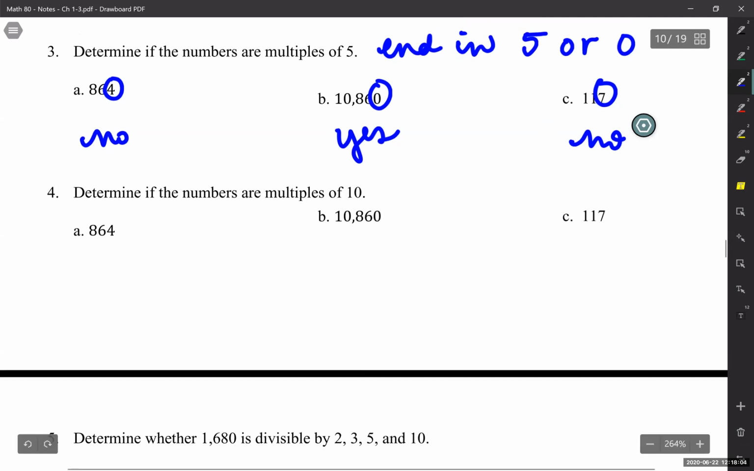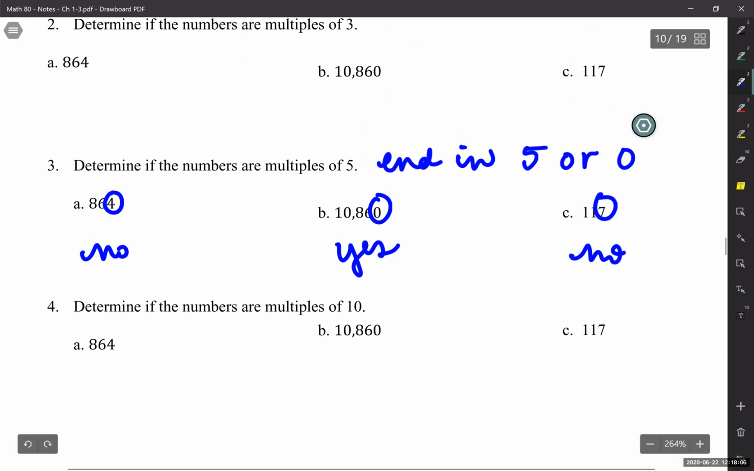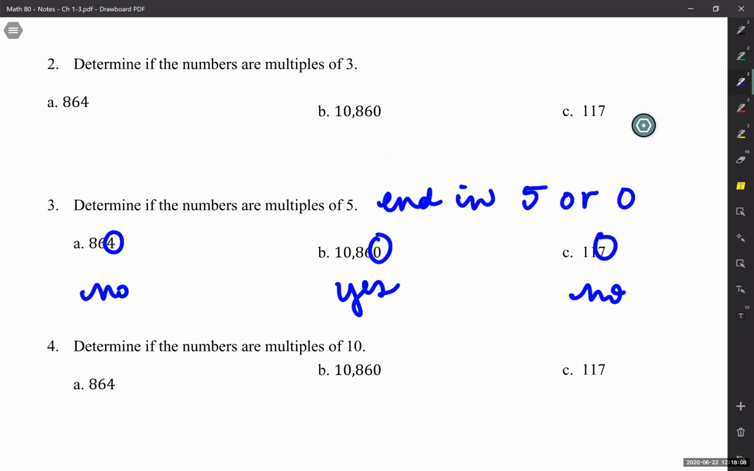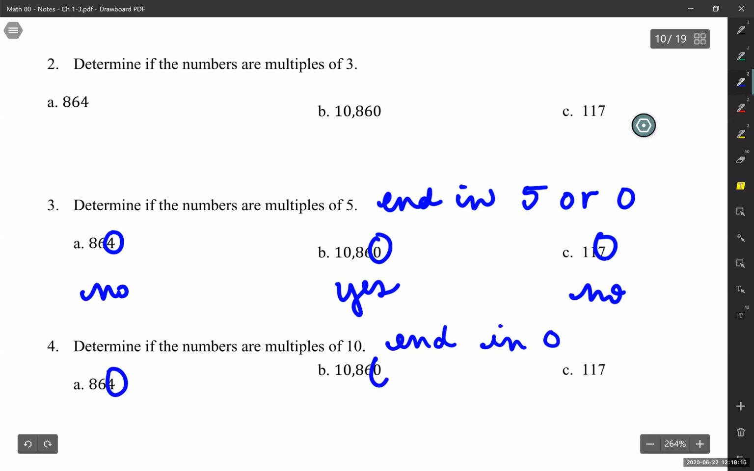Okay, for example 4, again, multiples of 10 is similar to 5. It ends in just 0, so check those last numbers. Check that ones place digit. No, because it's a 4. Yes, because it's a 0. No, because it's a 7.